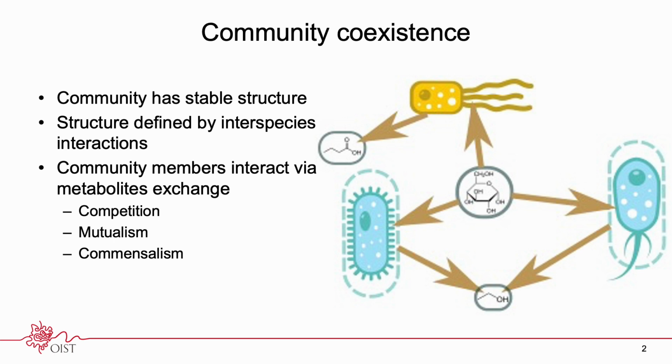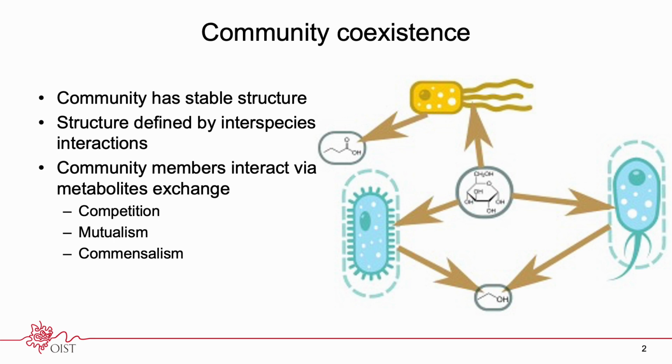One theory which describes the structure of the community is called community coexistence theory, which assumes that the community has a stable structure. That structure is defined by interactions between species, mediated via metabolite exchange. That exchange could describe competition, when more than one species consume the same compound; mutualism, when there is obligatory cross-feeding between two species; and commensalism, when one organism depends on the other for the supply of nutrients.